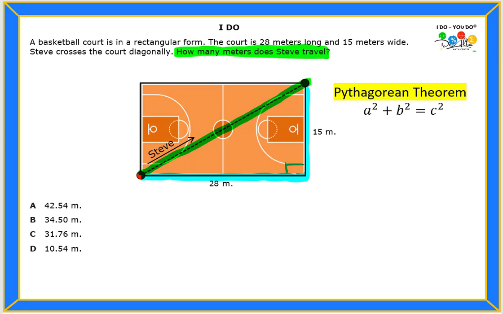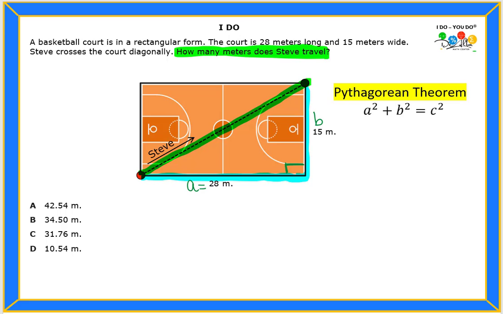And the question now is, where do I write the label? So who's A and B? A and B are the legs. They are the ones who make your right angle, so I can choose either one to be A or B. I would choose 28 meters to be A. This will be my B.